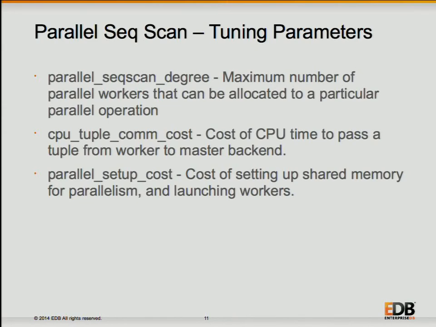So basically, given a query, if there are multiple parallel operations, something like for an append relation or for some other things, each parallel operation could use these many workers if available.